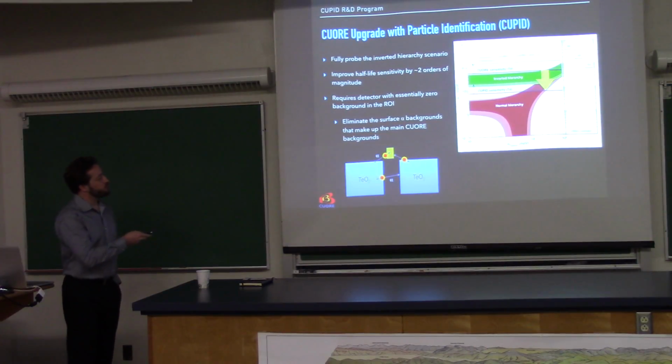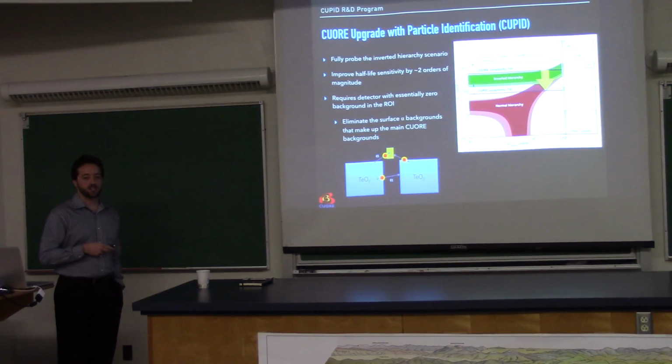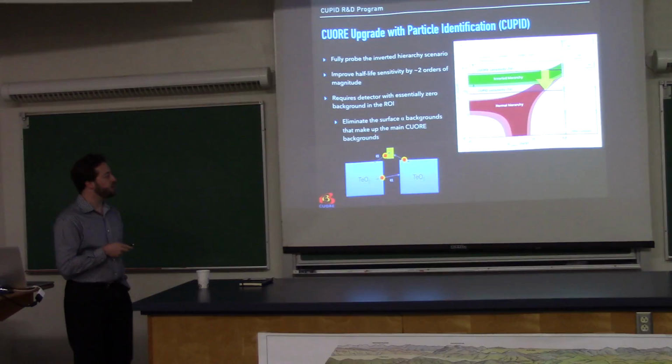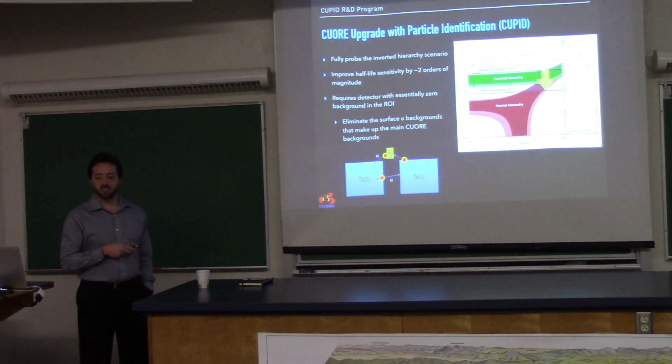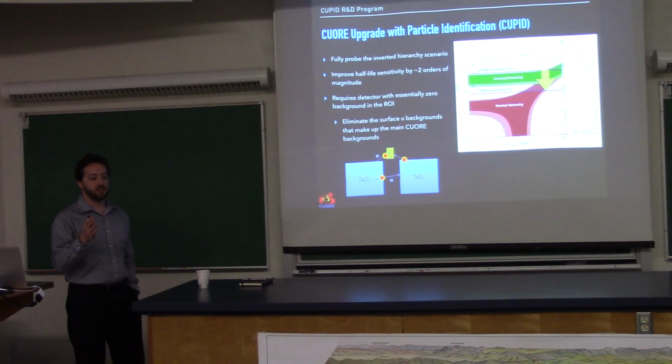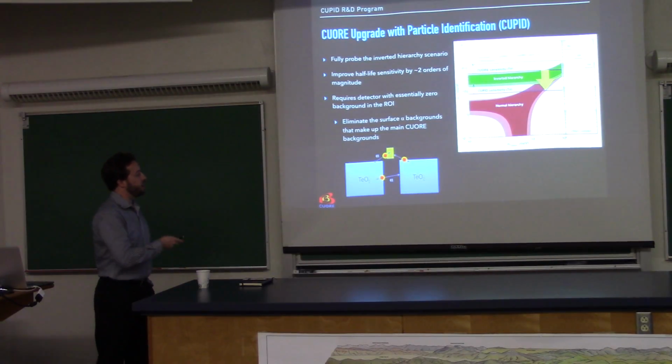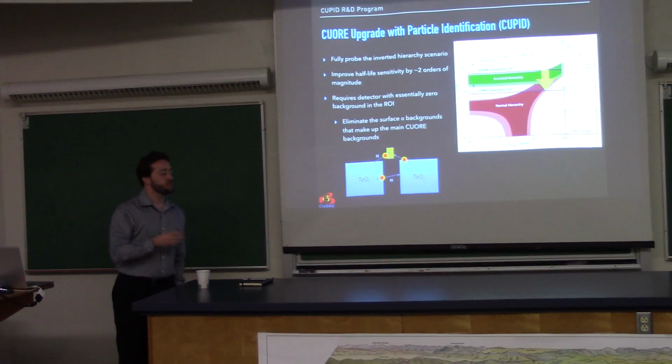In order to do this, we have to build a detector that has essentially 0 background in the region of interest. And what this means is if you see a signal, if you see any events at your signal position, they have to be neutrinoless double beta decay, because you can't have any backgrounds.